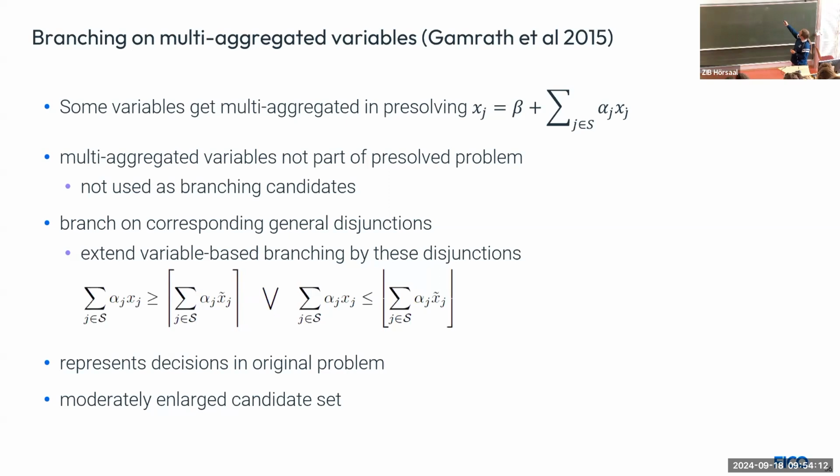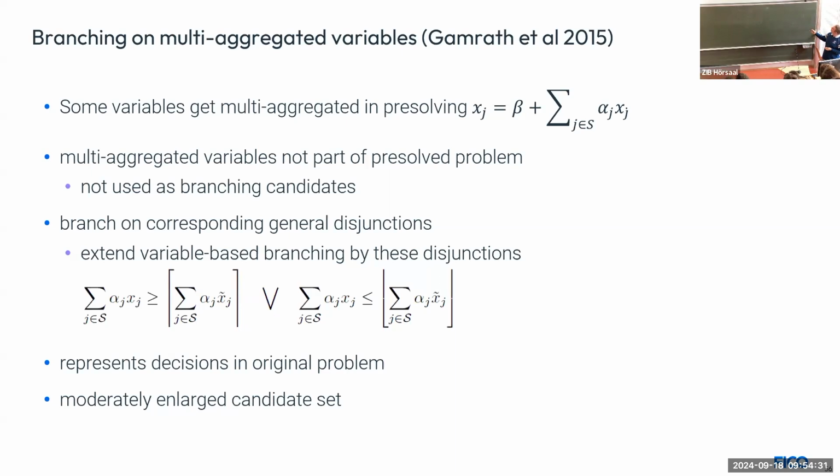This variable that got exchanged will then not be part of the problem that you're actually solving, because wherever it appears, you always replace it with this linear form here. But the state might still be a good candidate for branching.